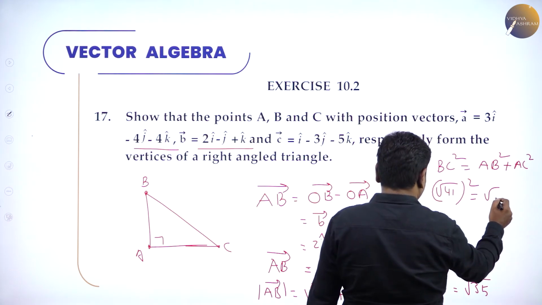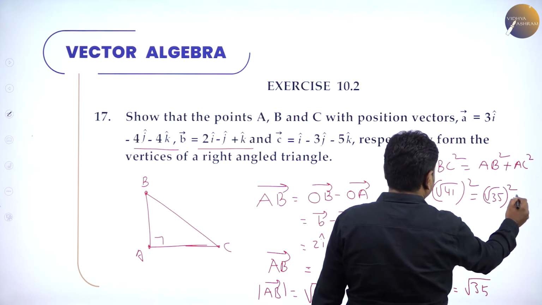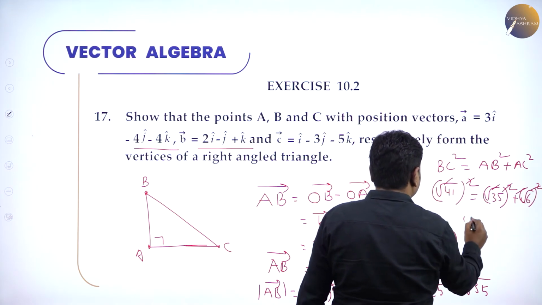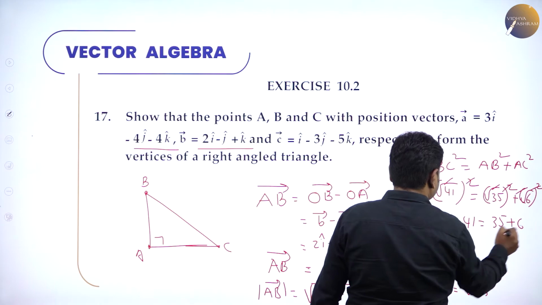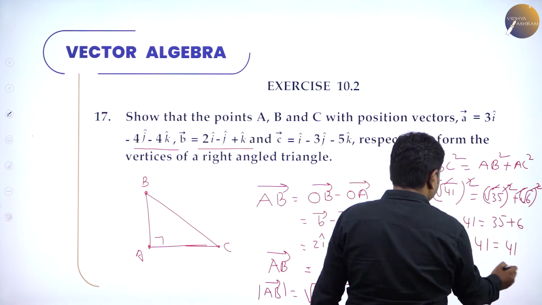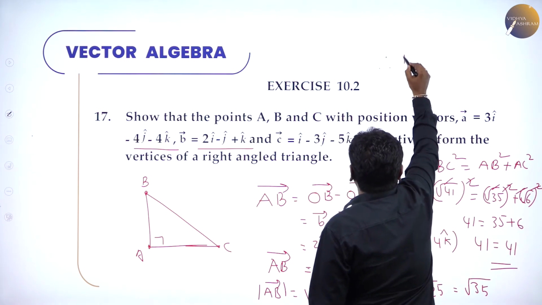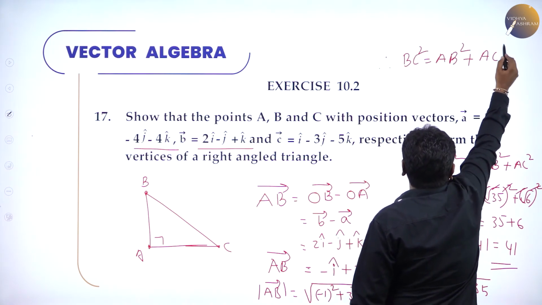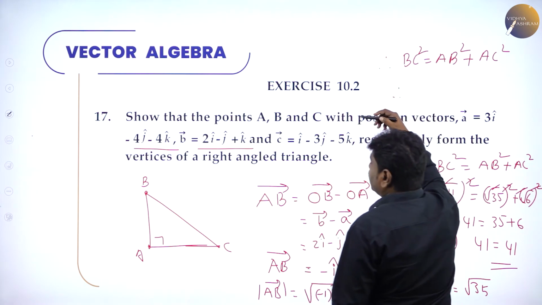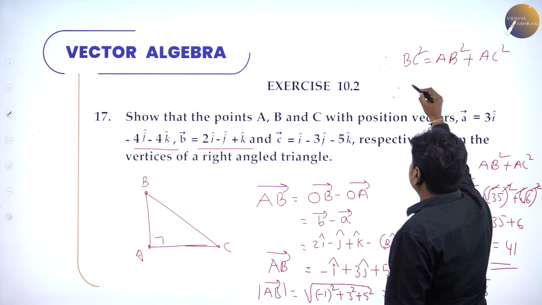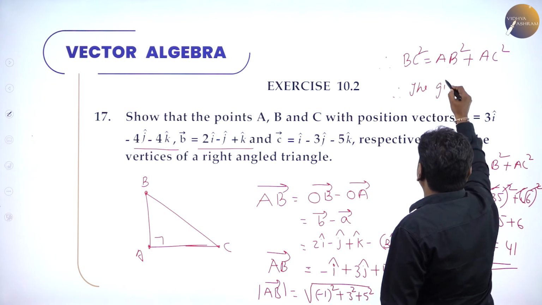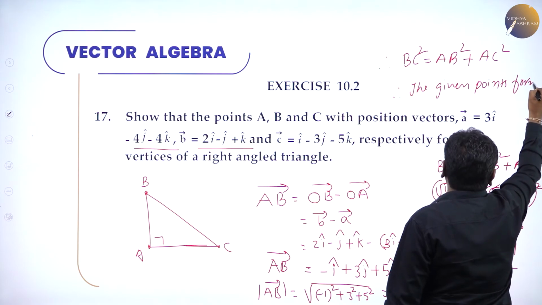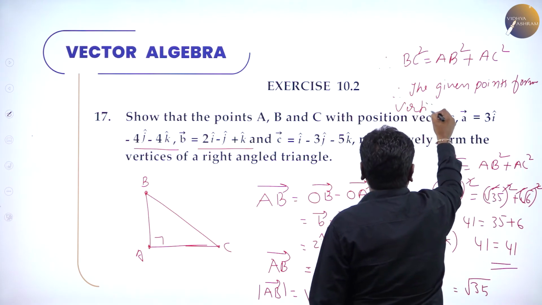Root 35 whole square plus root 6 square. So simplify this, square root cancels on both sides. 41 is equal to 35 plus 6. Yes, 41 is equal to 41. So therefore, we got BC square is equal to AB square plus AC square. So therefore, the given points form vertices of a right angle triangle. Given points form what? Vertices of a right angle triangle.